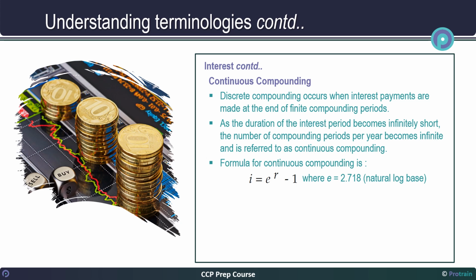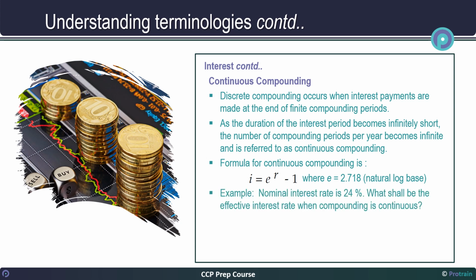Let us take a small example to understand continuous compounding. Nominal interest rate is 24%. What shall be the effective interest rate when compounding is continuous? The formula is I is equal to e to the power r minus 1. Let us put values in the formula. I equals e to the power 0.24 minus 1, which is equal to 0.2712 or 27.12%.